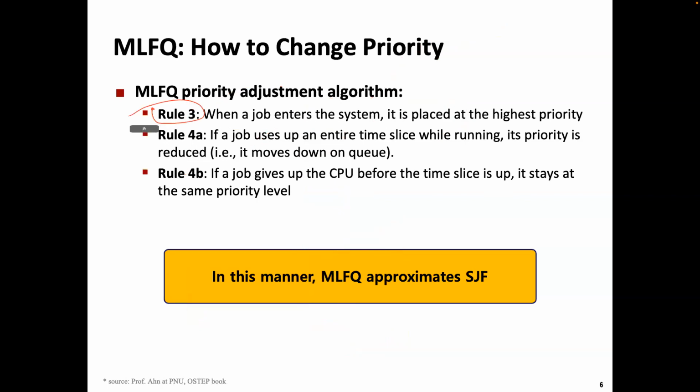So rule 3, when a job enters the system, it is placed at the highest priority. Okay. So rule 4A, if a job uses up its entire time slice while running, its priority is reduced. Rule 4B, if a job gives up the CPU before the time slice ends, it stays at the same priority level. 그러니까 CPU를 많이 사용하면은 우선순위 낮추고 CPU 많이 사용 안 했으면 우선순위 높여주겠다는 거죠. 그러니까 한마디로 너 여태까지 CPU 많이 안 썼으니까 CPU 많이 쓸 수 있게끔 기회를 주겠다는 그렇게 이해를 하면 될 것 같아요. 그래서 뭐 이것도 그러니까 좀 직관적으로 충분히 이해할 수 있는 내용들이라고 보면 될 것 같아요.